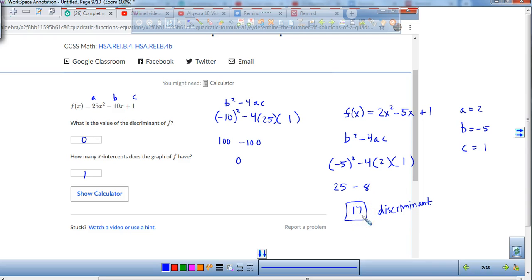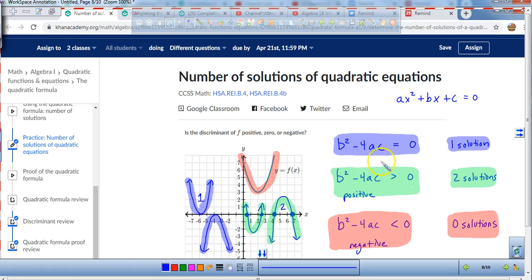What does that mean for us? The value of the discriminant is 17. How many x-intercepts do I have? I would have 2 solutions if my discriminant was positive. If this was a negative 17, then I'd have 0 solutions. So once again, if it's equal to 0, you got 1. If it's greater than 0, you got 2. And if it's less than 0, a negative number, you got 0. That's basically what it comes down to.